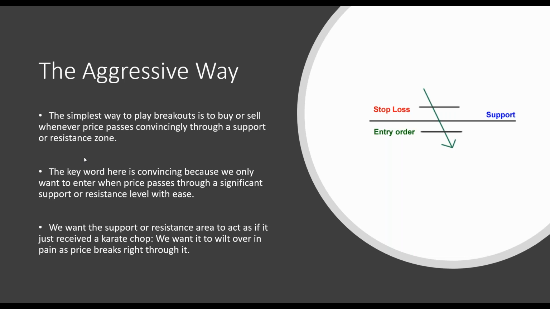So the simplest way to play breakouts is to buy or sell whenever price passes, and here's the key word, convincingly through a support or resistance zone. The key word here is convincing, because we only want to enter when price passes through a significant support or resistance level with ease. One of the best ways to determine that is to watch volume. We want the support and resistance areas to act as if hit by a karate chop. We want them to wilt over in pain as price breaks right through it.